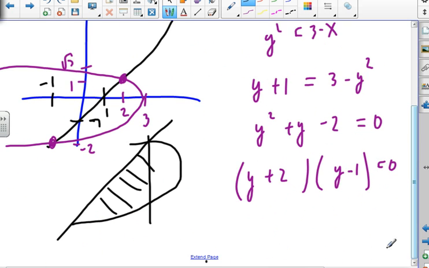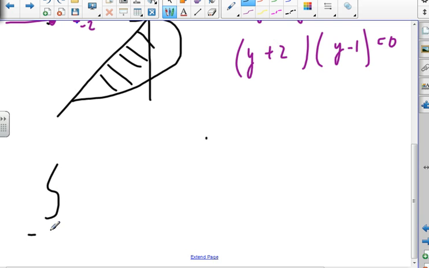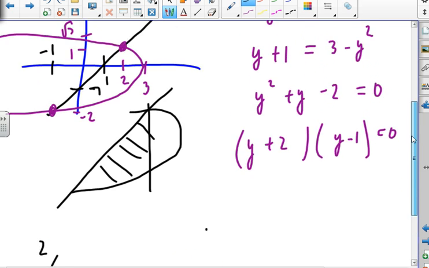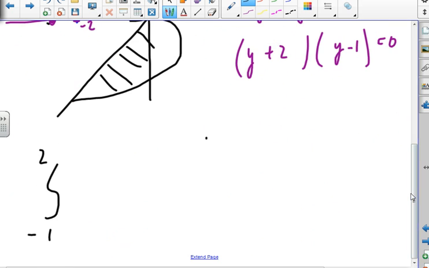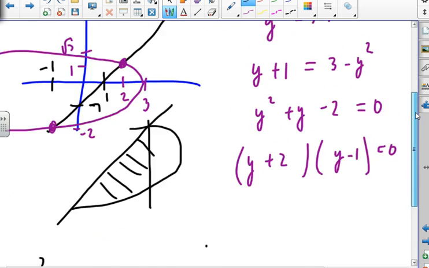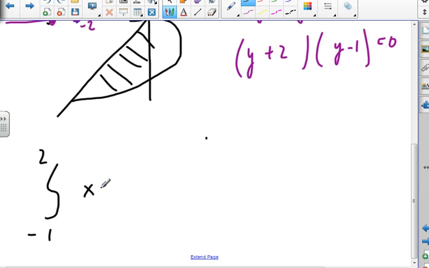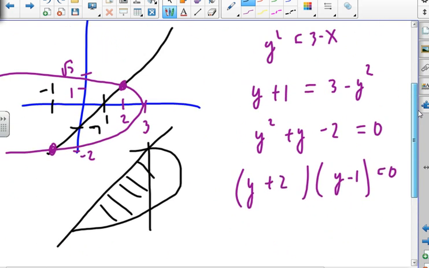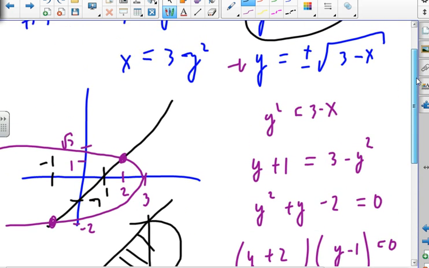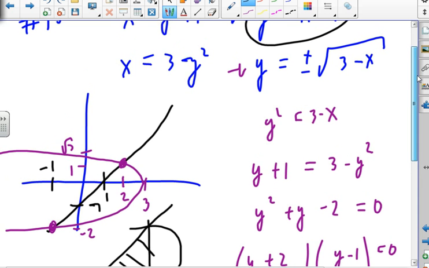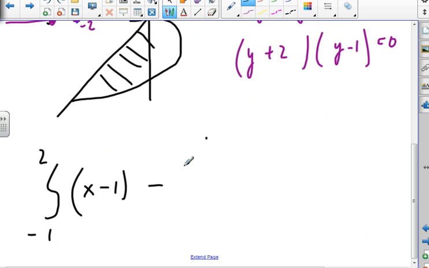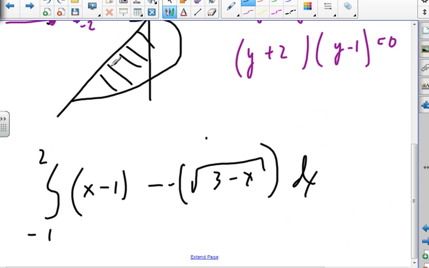So I can go integral minus 1 to 2 of the guy on top, which is y, x minus 1, minus the guy on the bottom. And the guy on the bottom is going to be minus the square root of 3 minus x. Minus the square root of 3 minus x, dx. Okay, so that's that part.